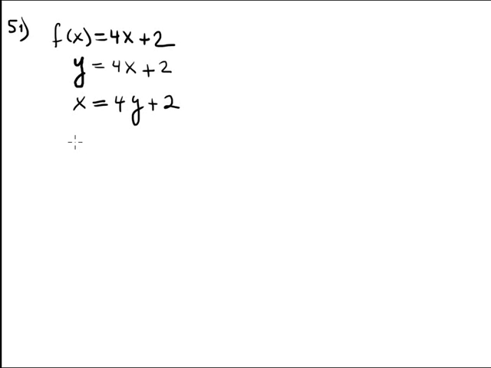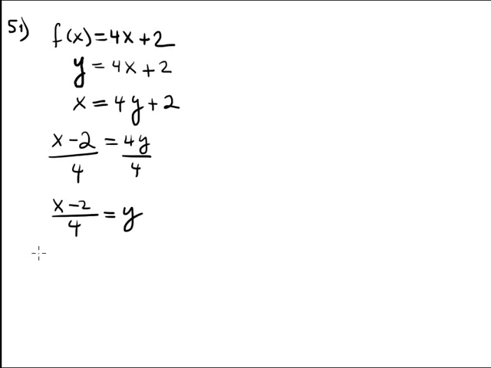So with the new y, subtracting, x minus 2 is equal to 4y, divided by 4 on both sides. Now (x minus 2) over 4 is equal to y. And this is the inverse function. The inverse function is (x minus 2) over 4. Okay, let's check. Find the composition.